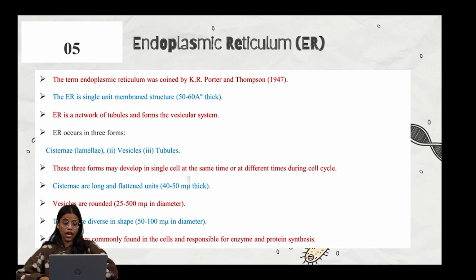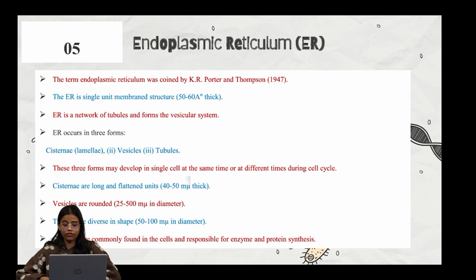Fifth one is endoplasmic reticulum, also known as ER. The term was coined by K.R. Porter and Thomson in 1947. The ER is a single unit membrane structure, 50 to 60 thickness, and is a network of tubules and forms the vesicle system. ER occurs in three forms. First is cisternae, then vesicles, then tubules. These three forms may develop in a single cell at the same time or at different times during the cell cycle.